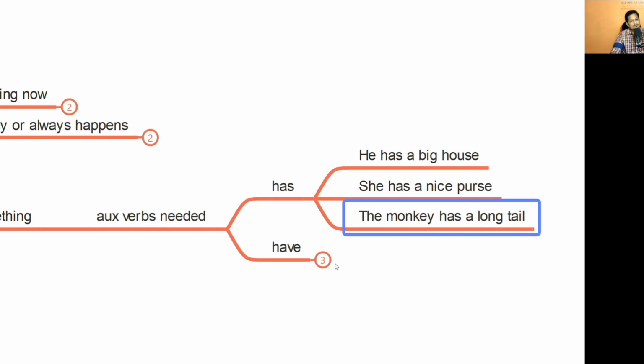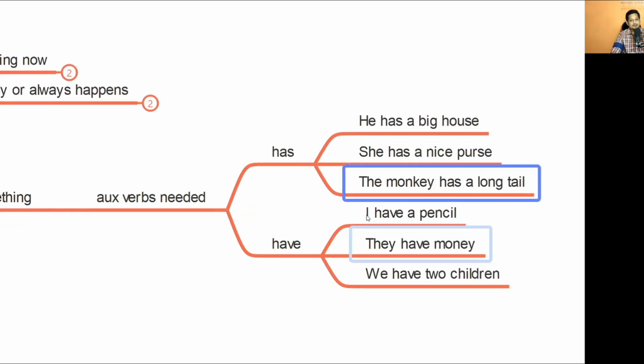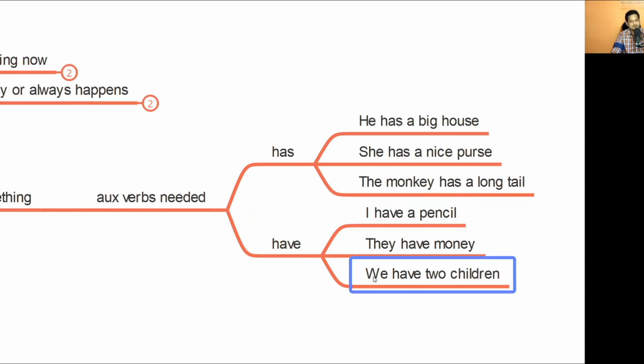Now where will you use have? You will use have when you're using I, they, we. Right? So I have a pencil. They have money, which means they own money. I own a pencil. We have 2 children. Right? So that means we own 2 children. That's possession. Okay, so I hope you're very clear that you can use have in present tense as well.